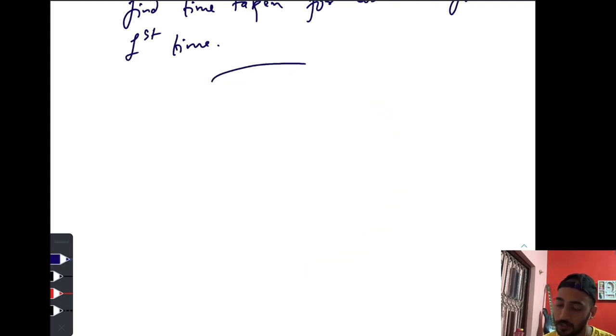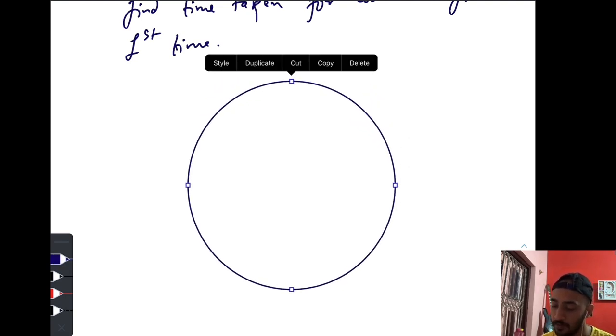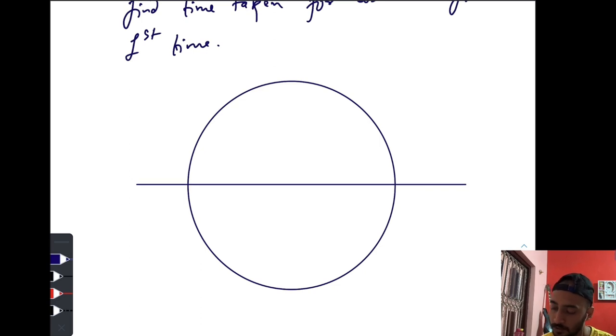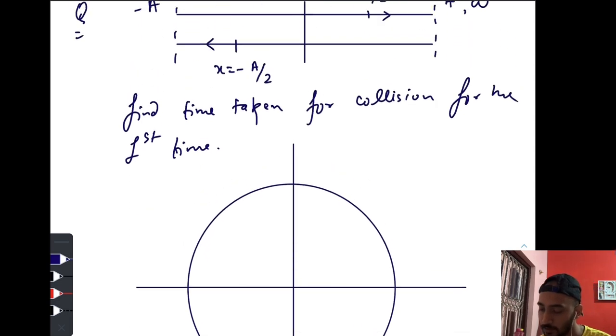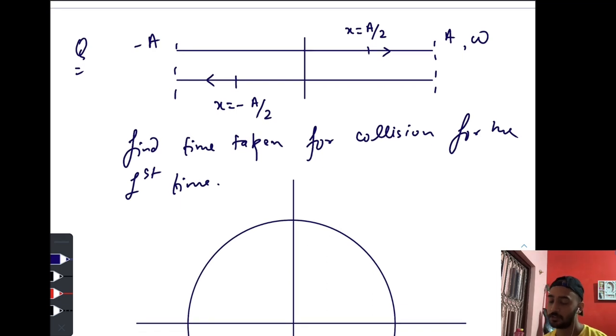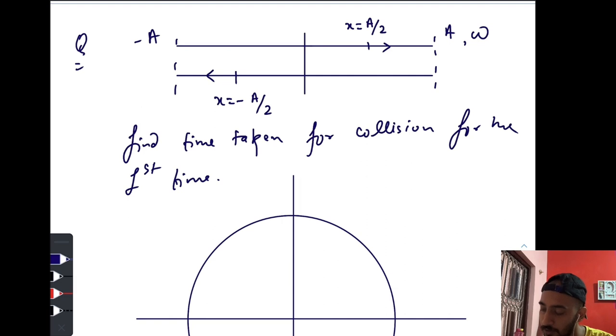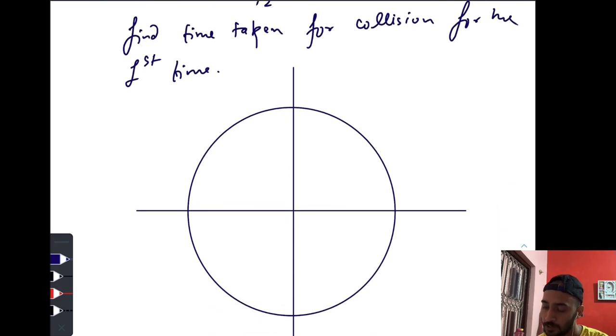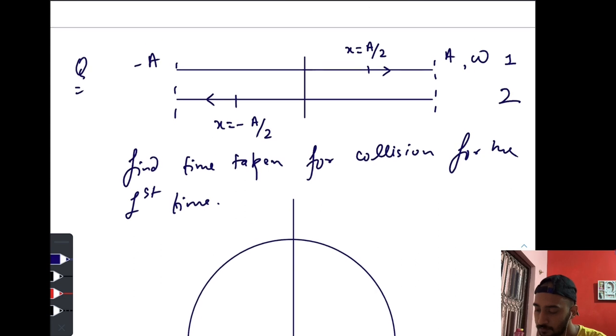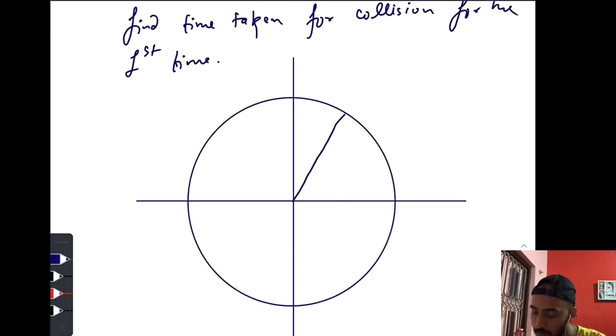Let us draw the phasor quickly. X axis, Y axis. Now let us draw the radial vector, the position of the radial vector of both the particles. So let me name this one particle 1, this one particle 2. At t equals 0, x is A by 2, velocity is positive, that means somewhere here. So this one is particle 1, A by 2 means this one is pi by 6.